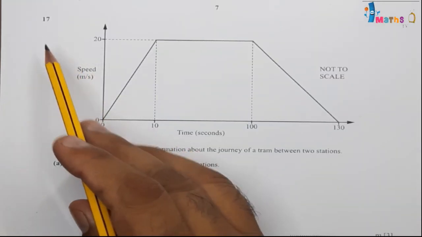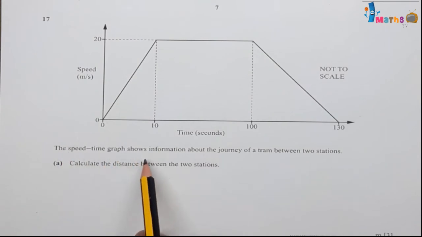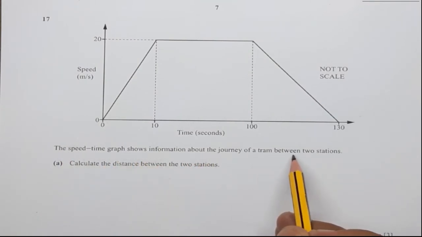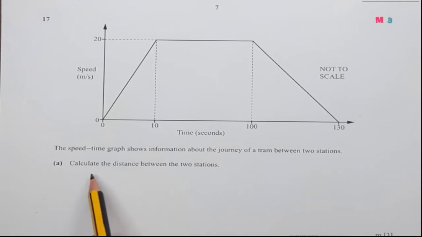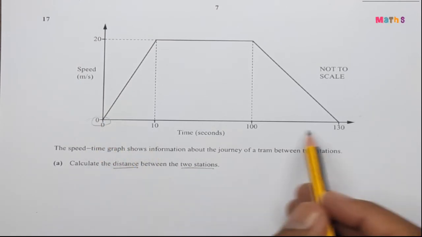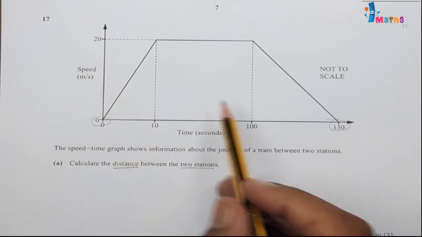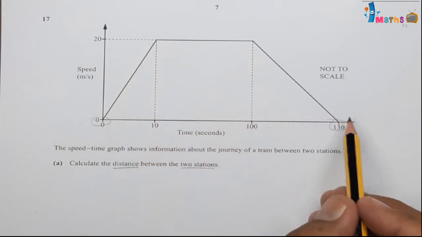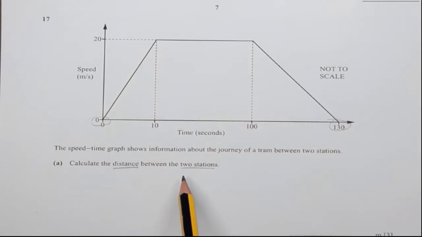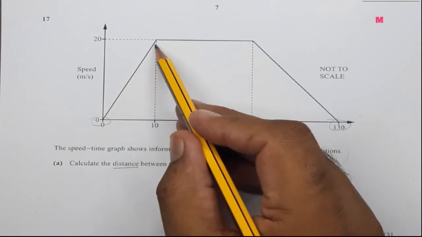Question number 17. The speed time graph shows information about the journey of a tram between two stations. Calculate the distance between the two stations. One station is over here and the second one is this one. The speed time graph is given. The area under this speed time graph will give us the distance covered, so we'll find the area under the graph.